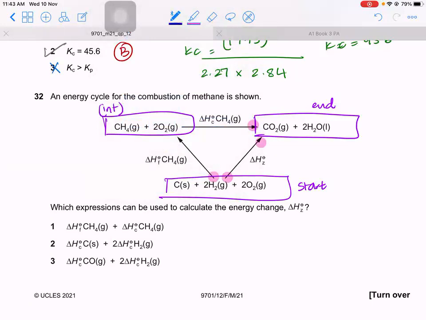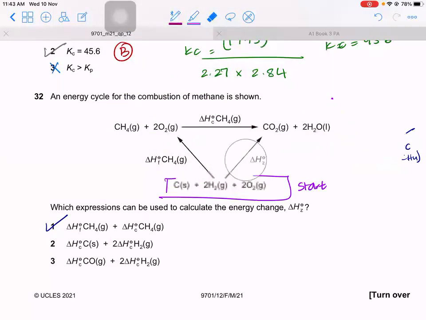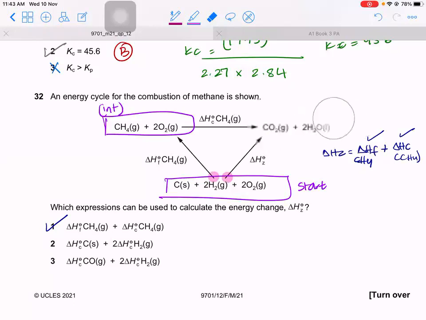So you can go from start to end directly, which is delta Hz, which will be equal to start to intermediate, which is the enthalpy change of formation of CH4, plus the enthalpy change of combustion of CH4. That is your delta H. Yes, that's Z. So 32, let's see. Formation of CH4, combustion of CH4. That is correct. Now, let's see the second option. They are saying, can you calculate Z by, so we figured out the first option is correct.